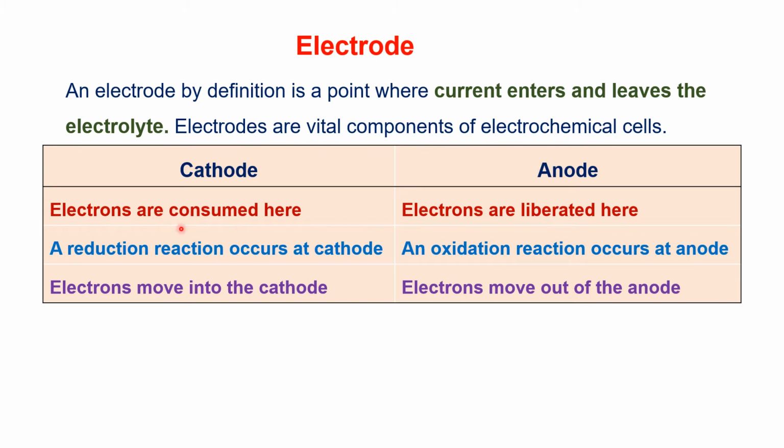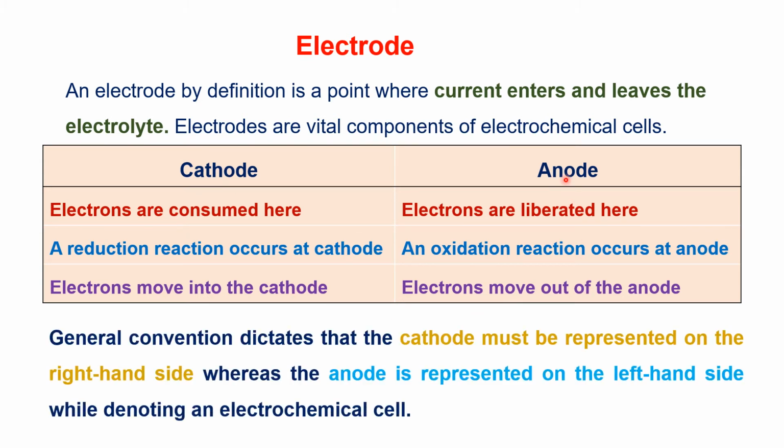Here the electrons are consumed, and the consumption or gain of electrons is known as reduction. So the reduction reaction will occur at the cathode. Here the electrons are liberated, or electrons are lost, at the anode. So the loss of electrons is known as oxidation. Electrons will move towards the cathode, and electrons will move out from the anode.